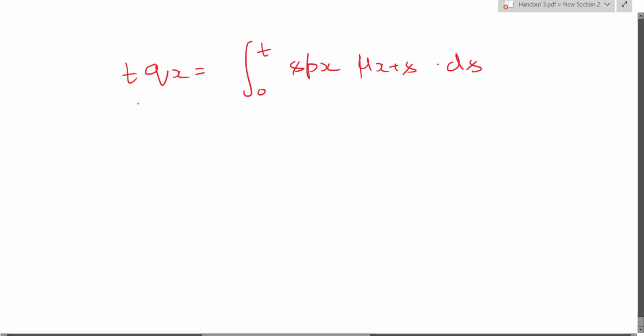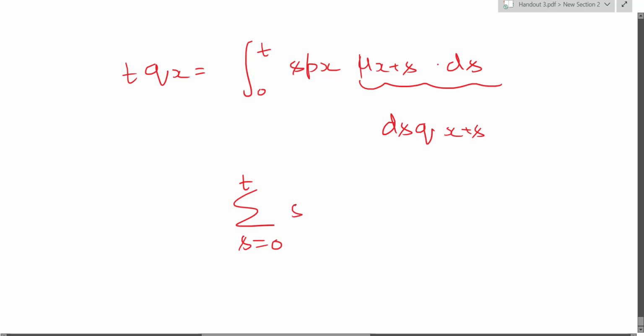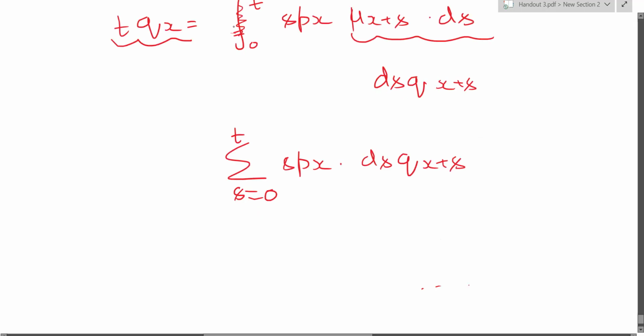Now this is the other formula that we have, tqx. So again, mu x plus s ds can be written as ds q x plus s. This we have seen before. So by taking this as a summation, let's say s goes from 0 to t, you're saying s p x times ds q x plus s. Now obviously this is integrated over a continuum, but I'm just assuming that it is discrete. So I am taking periods as 0, 1, 2, 3, all the way up till t.